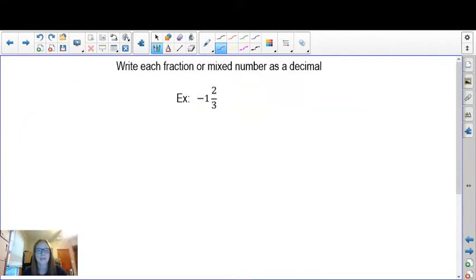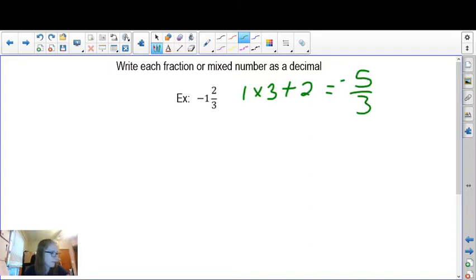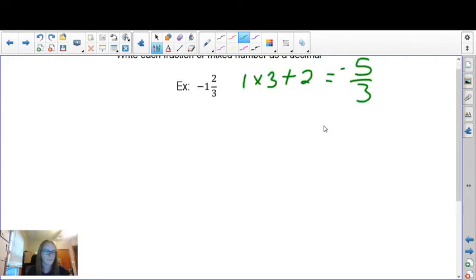Next one: -1 and 2/3. Well, first off, in order to divide stuff, we can't have mixed numbers. So we're going to take my 1 times 3 plus 2. I'm turning that into an improper fraction. So 3 plus 2 is 5, so 5/3. We're going to stick a negative on it in the end, but for right now, we're going to pretend it's positive. We like to work with positive numbers. I'm just going to tap that negative on at the end. Call it good.